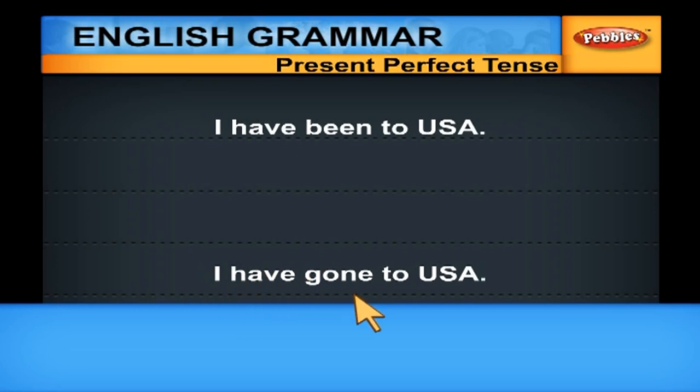When I say I have gone to USA, then it means that now I am in the USA. So, have been refers to your going to a place at some point of time. When you say I have gone there, it means that physically you are now in that place.